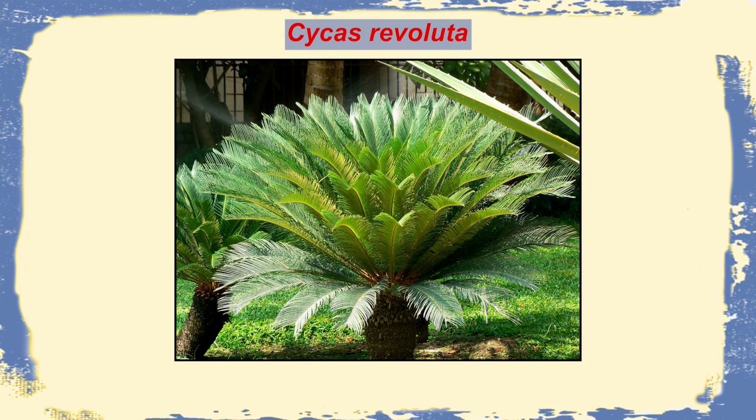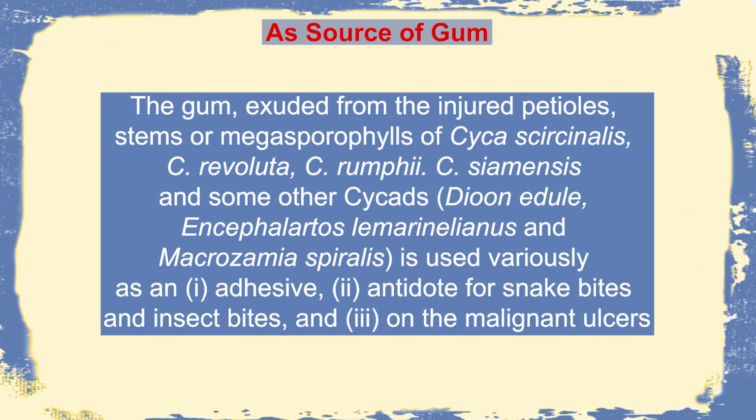The juice of young leaves of Cycas revoluta can be used in curing blood vomit or flatulence. Gum of Cycas, particularly Cycas circinalis, revoluta and rumphei, and also in Dioon, is used as adhesive, antidote for snake bite and also in malignant ulcer.